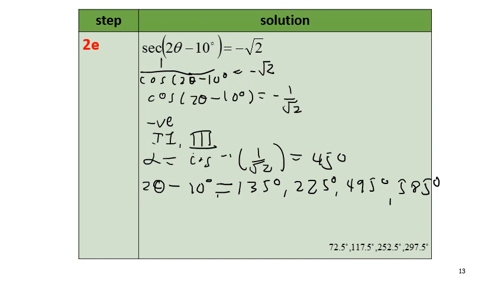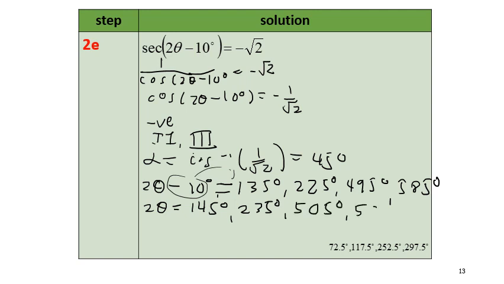And then what do we do first, bring the 10 first or divide by 2? Actually the first thing you need to do is bring the negative 10 over first, which means we add 10 to the angles. So this one is 145, this one 235, this one 505, and the last one 595. Okay, so lastly we divide by 2.